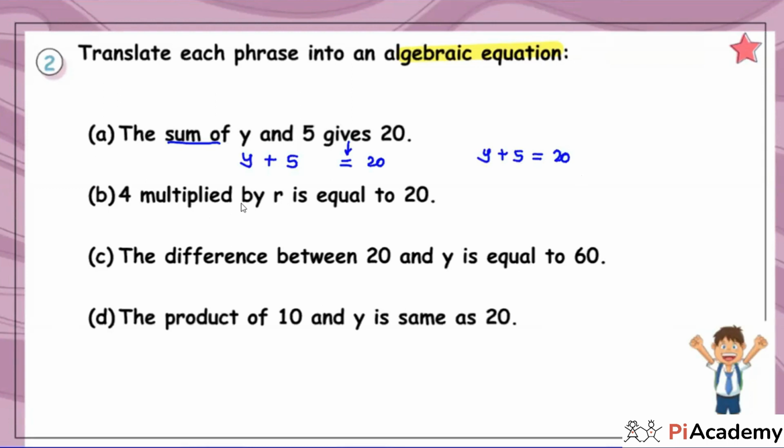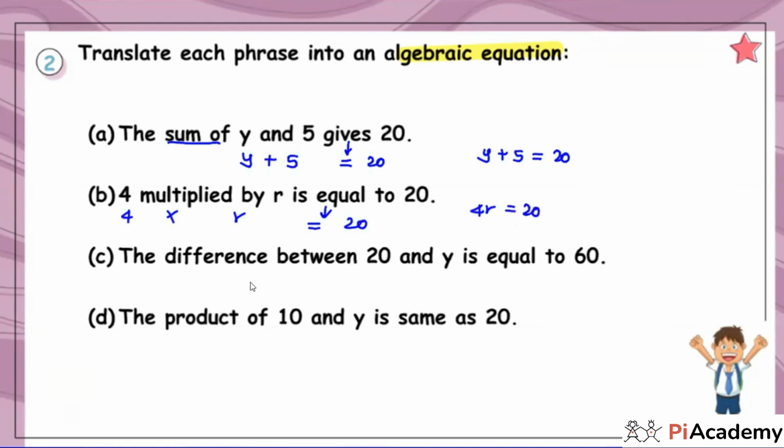4 multiplied by r. They are telling you directly 4 times r is equal, it means equal to 20, right? So you can see what you have prepared here: 4r equals directly 20. There is no plus sign. By mistake I have done that. Okay, let's have the next one.